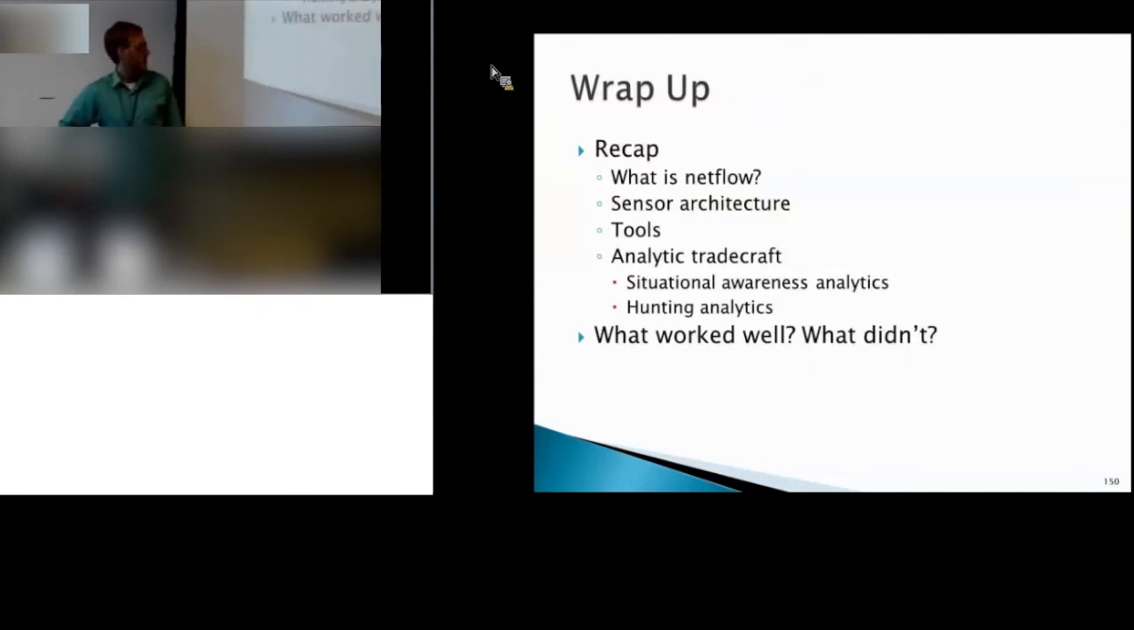Just to wrap up, we talked about NetFlow, we talked about sensor architectures, right? Looking at the perimeter versus looking at the enclave level. We talked about SiLK and Bro and Argus, and different kinds of analytic tradecraft, right? So situational awareness, to get a sense of what's running on your network and what's normal, a baseline, but also a little bit about hunting and data fusion as well. Flow is good when you combine it with other things.